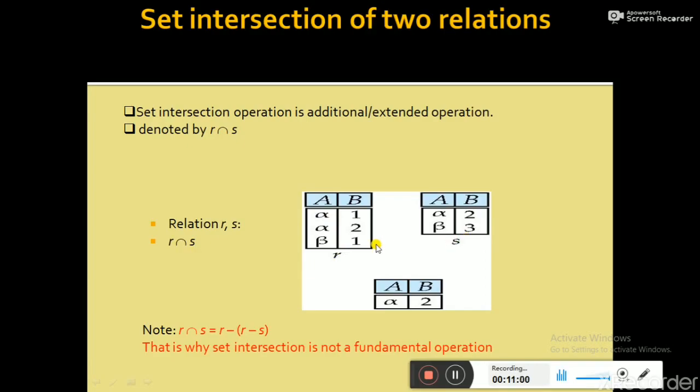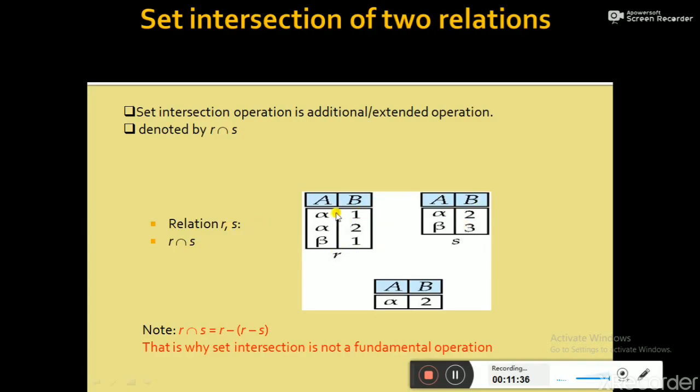Now again, same as the set difference operation, set intersection is also a binary operation because R intersection S, this set intersection operation, is performed on two relations. So that is why it is called a binary operation. And same as the set difference operation, the set intersection operation can be performed only if R and S are of the same arity, meaning they have the same number of attributes, and the domain of the ith attribute of R and the domain of the ith attribute of S must be of the same type, then only you can perform it.